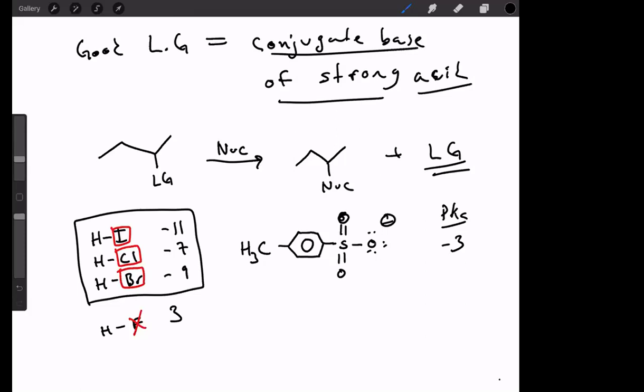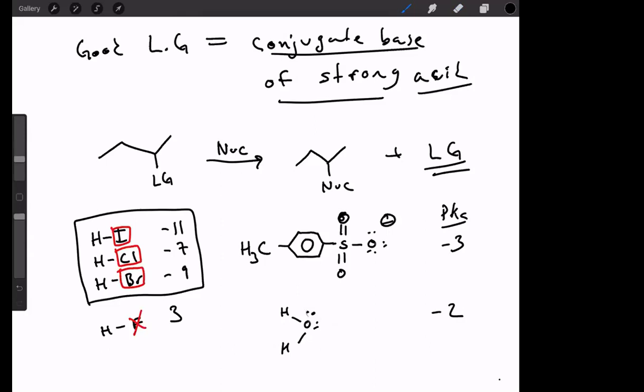What are some other good leaving groups? I think the last one that we want to talk about is this acid. We should all be familiar with hydronium ion. Hydronium ion has a pKa of around -2. So the conjugate base of that would involve the loss of this proton and the 2 electrons there. So the water, in other words, what I'm trying to get at is water is a fantastic leaving group.